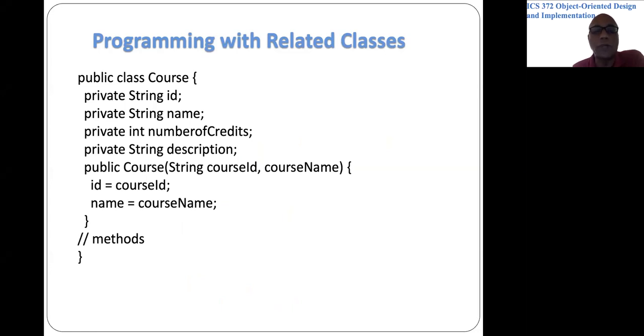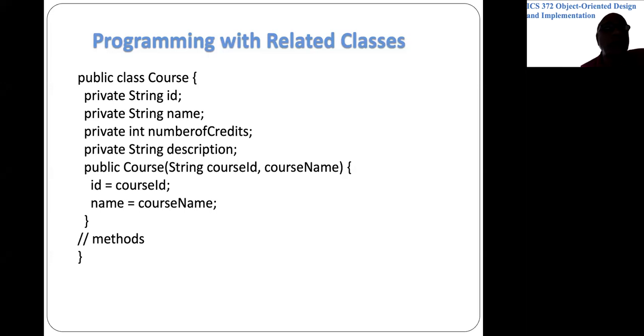The number of credits might be 4. The description could be the catalog description. So when you create a course, you write code like new Course and then ICS 372 as the first parameter for course ID and a name such as object-oriented design and implementation, and they would be stored. You could store the description and all that stuff. So that is the concept of a course.